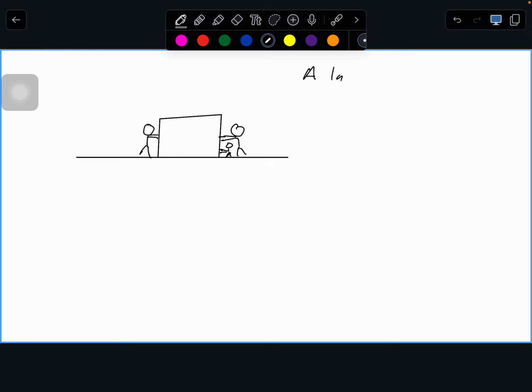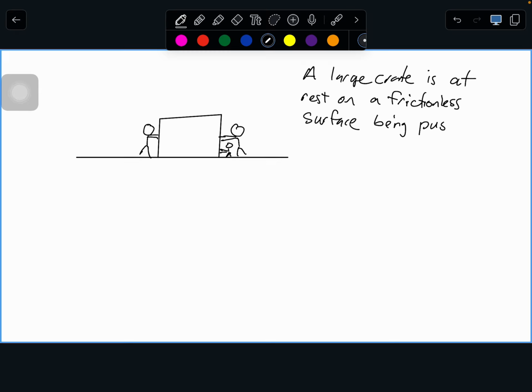Okay, a large crate is at rest on a frictionless surface being pushed by 3 people. Okay.